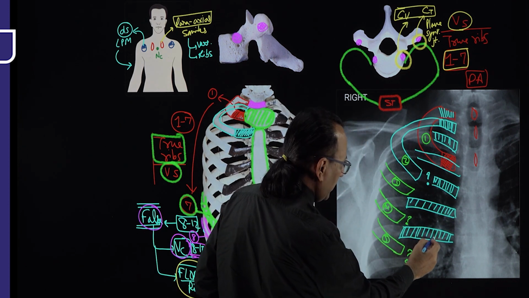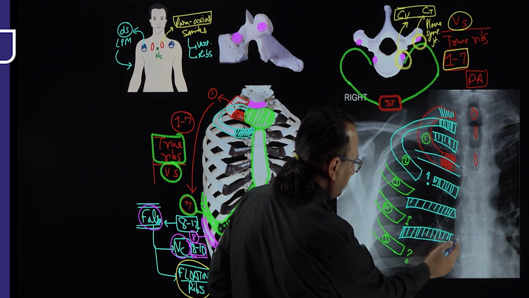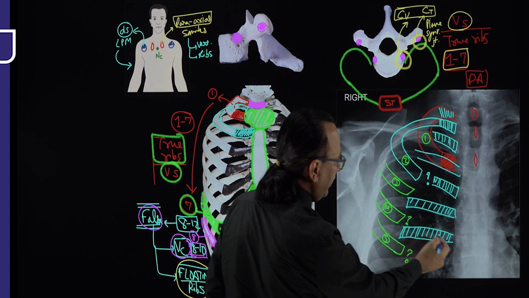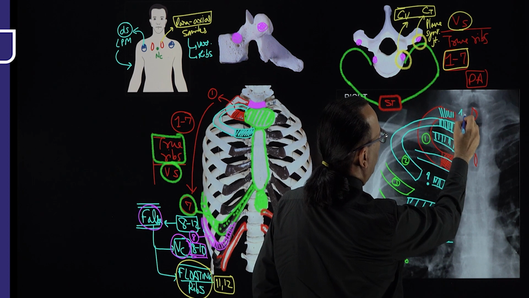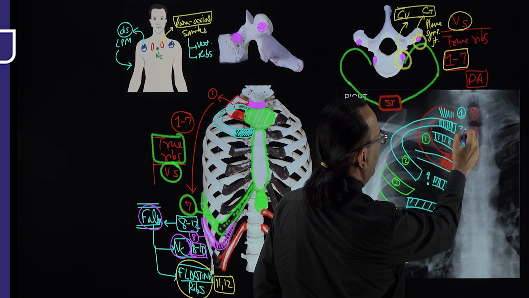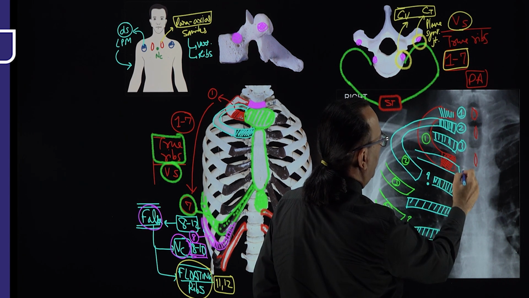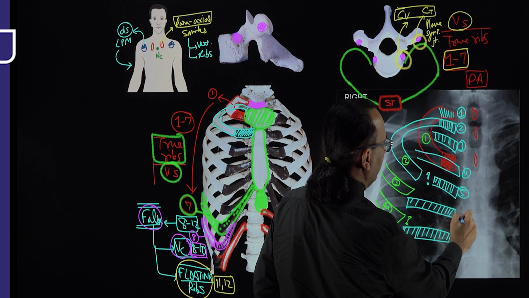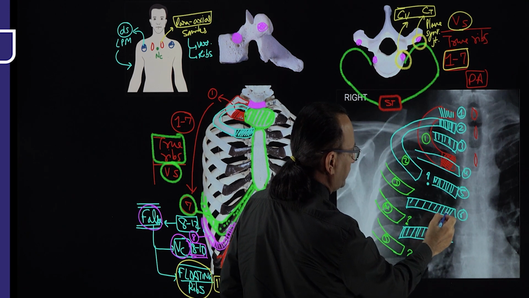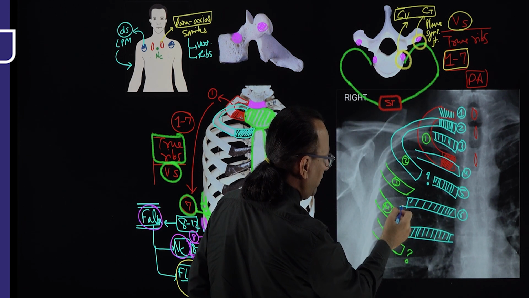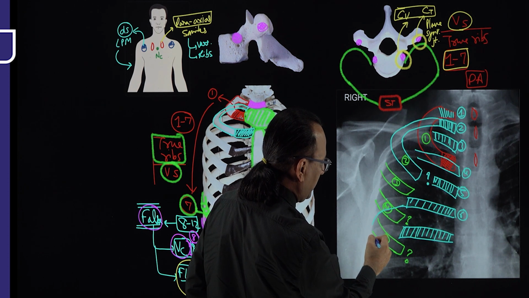And now let us do one thing. Let us follow the sixth rib posteriorly as well as anteriorly. We have already counted here. This was rib number 1 posteriorly, rib number 2 posteriorly, 3, rib number 4, 5 and 6. We are now following the sixth rib posteriorly and then we will continue following it towards the anterior side.